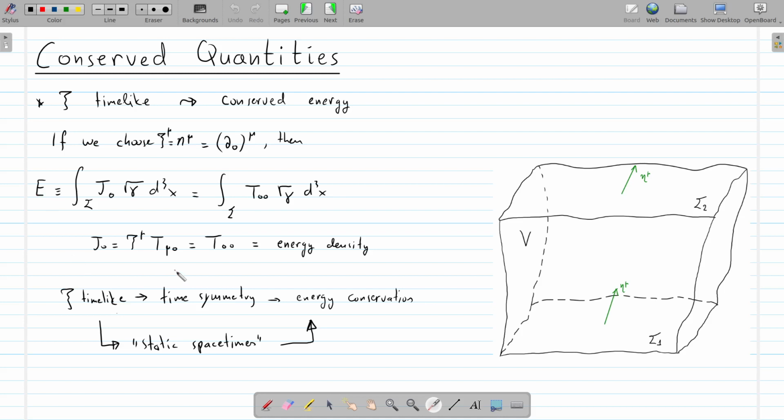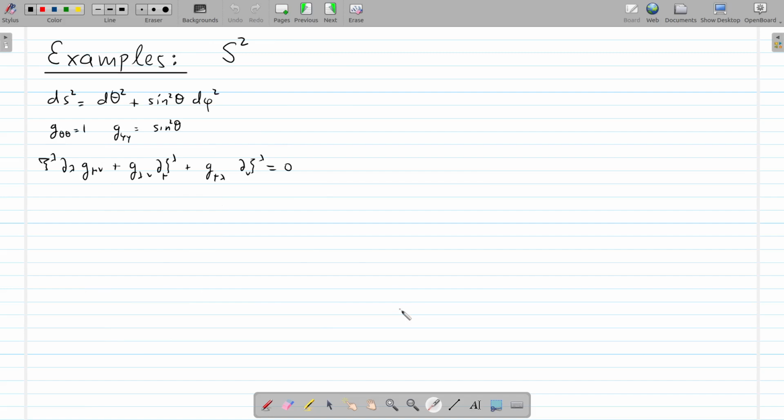Now, such a conservation law needs a time-like Killing vector field. So with a time-like Killing vector field, we have energy conservation. And that means that if we have static space-times, it is easy to define a global energy that is conserved. Now, let's try to understand what we have presented so far with some simple examples.